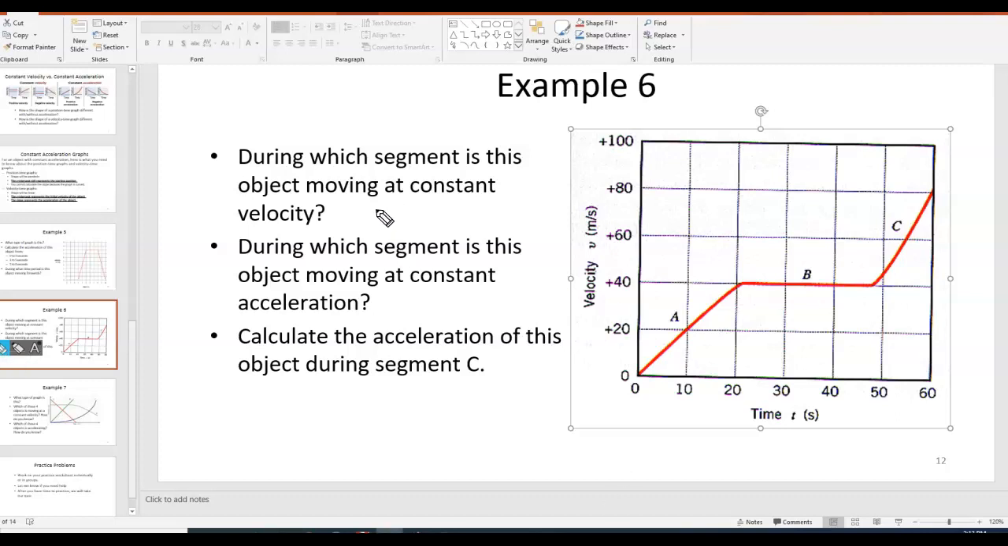Okay, and then during what segment is this object moving at a constant acceleration? Constant acceleration means the velocity is changing. Okay, so during what segment is the velocity changing? Well, that would be segment A and C, because during both of these segments the velocity is increasing. Okay, now we're not going to do the last calculation just in the interest of time, but you're welcome to try that on your own.